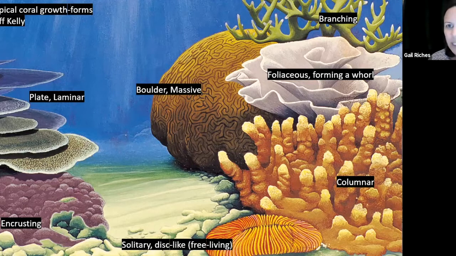Top right is branching corals. Below that is foliaceous, which forms a whorl. Columnar is sort of branching, but it's only got primary branches, no secondary branches. Down on the bottom, you have solitary or disc-like free-living corals, much like your mushroom corals. So they're not attached to the bottom, and they're just one single coral polyp. And then to the bottom left is your encrusting corals. They're the corals that just lay over the top of the contours of the bottom, whatever they may be.